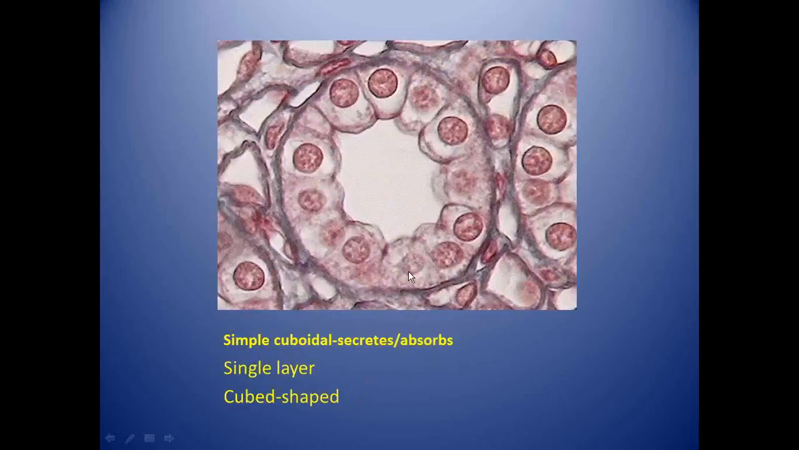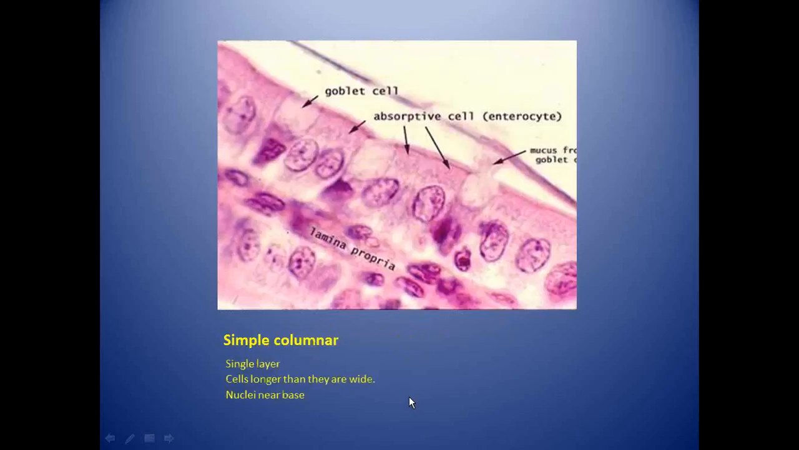Those are the simple squamous. Now, here, this one's a little bit more pronounced, and you can see it a little bit better at higher magnification. This is what we call cuboidal. Now, it's not a perfect cube structure, but overall, it's got the general cube structure to it. Simple because it's just one singular layer. Notice it says secretes and absorbs. A lot of times we have some of those doing some work with our endocrine system as well.